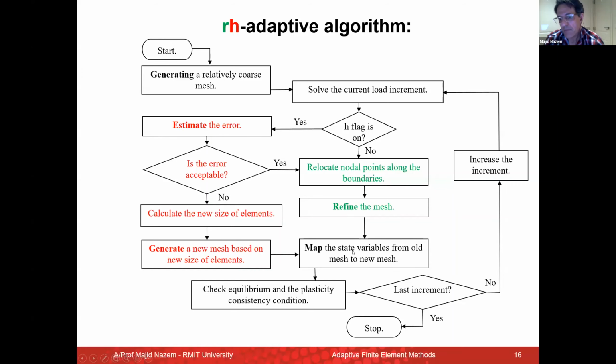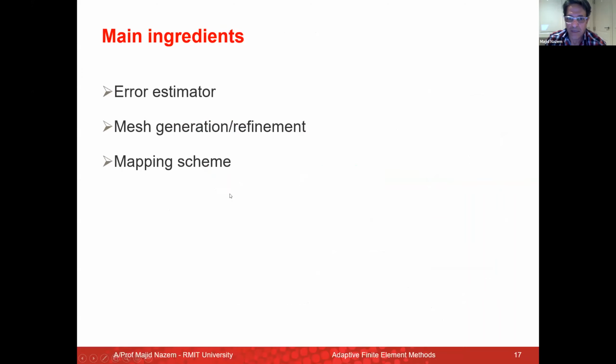Again, we go back to the mapping procedure, and after mapping the procedure, we need to make sure that the equilibrium and plasticity consistency condition are satisfied, and then go to the next increment. Now, as you can see from this algorithm, there are several main ingredients in our adaptive finite element techniques: generating a mesh, estimating the error, refining the mesh, and mapping procedure. So keep these three main ingredients in mind, and I will explain them briefly during this presentation.